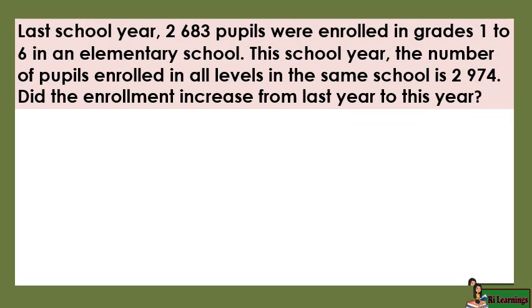Last school year, 2,683 pupils were enrolled in grades 1 to 6 in an elementary school. This school year, the number of pupils enrolled in all levels in the same school is 2,974. Did the enrollment increase from last year to this year? Let us compare the numbers using the place value chart.